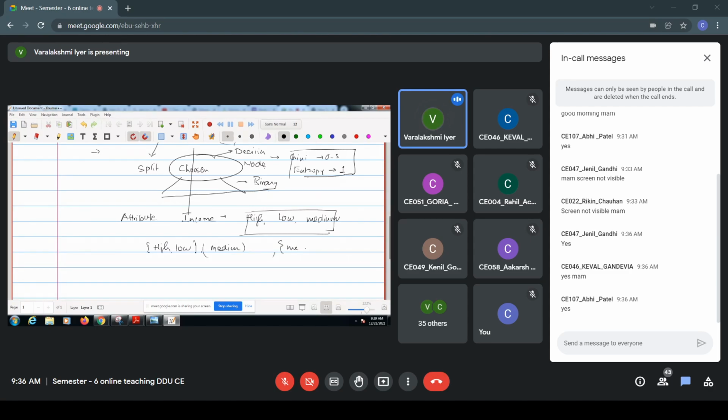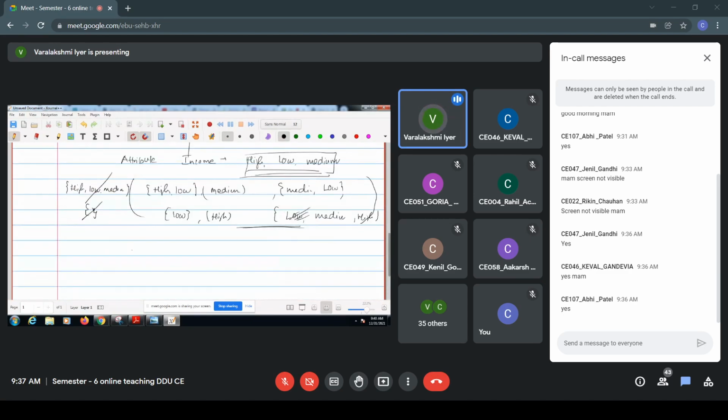Then medium and low, medium and high, and low and high. These are the subsets. The entire set, that is the subset with all the values, you have to eliminate, and the empty subset you have to eliminate as well. Except for those, you have to create subsets of this particular attribute's values.